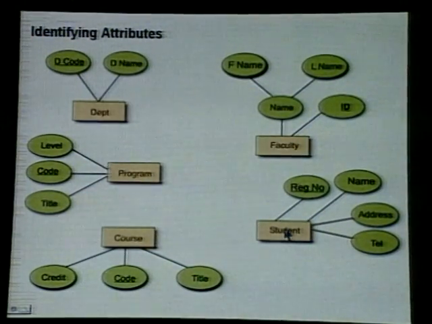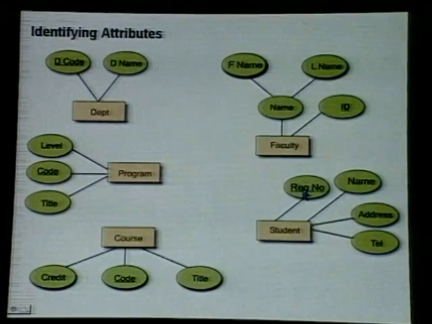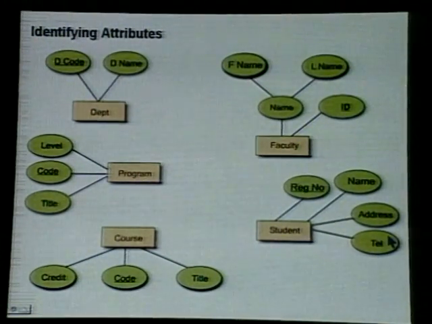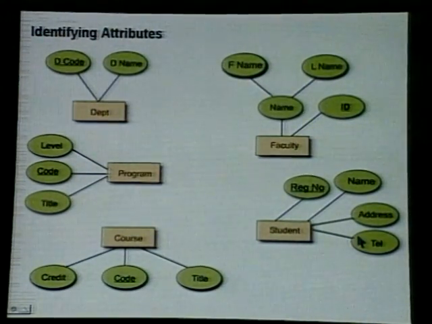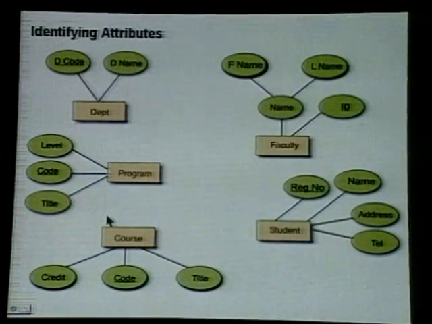Similarly, we have another entity, student. Registration number has been taken as its key attribute. Every student has name and address and telephone, and you see this is a multi-valued attribute which has been shown by a double oval symbol. And similarly, the attributes of other entities have been shown on this diagram.